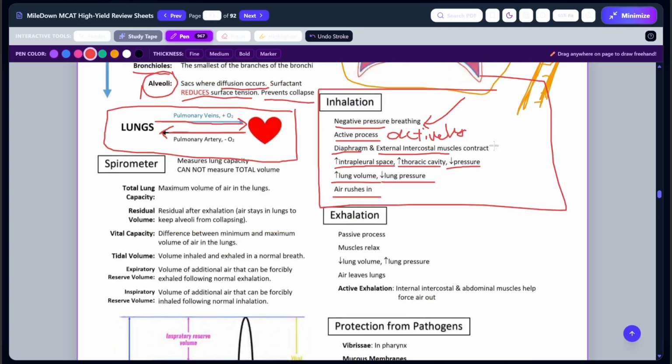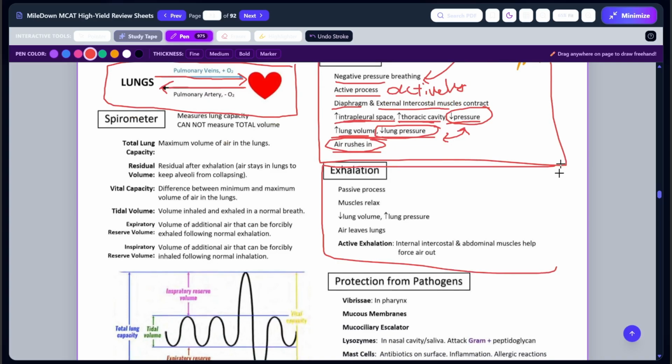So this is basically what it's saying here: when you breathe in, it's increasing intrapleural space and thoracic cavity. Your lung volume is increasing, so your lungs are expanding essentially, and it's decreasing lung pressure. I don't know why it says it twice here, but it says decreased pressure essentially. And then air rushes in. So that's inhalation. And then exhalation is a passive process.